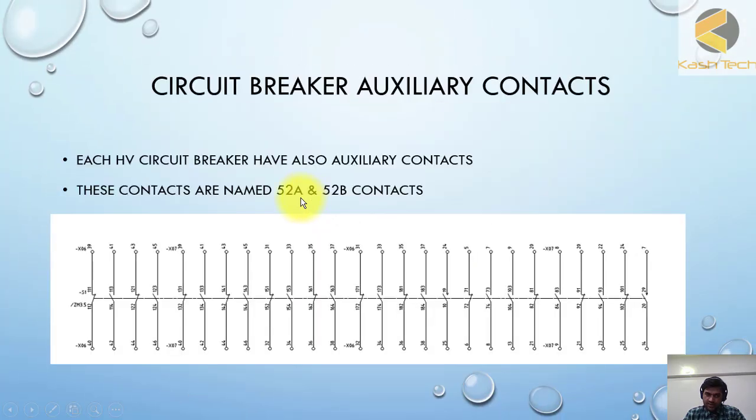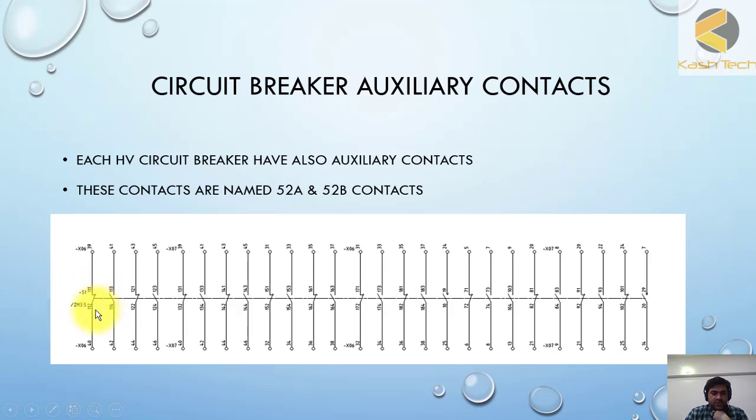Each circuit breaker, when it operates, has its own auxiliary contacts. We have already studied the auxiliary contacts in part 1. For the circuit breaker especially, we call them 52A and 52B. 52 is the code for circuit breaker, and A and B are two contacts. A is the normally open contact and B is the normally closed contact. This we know from our previous lectures. So if you are not able to understand anything, always go back and attend my first lecture.